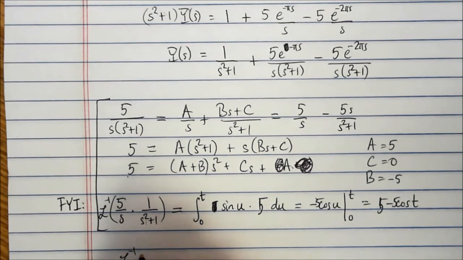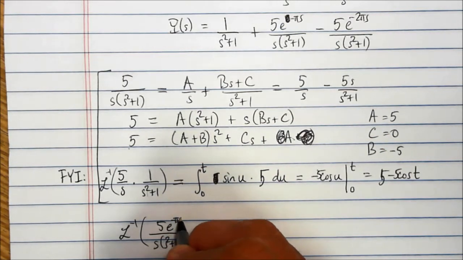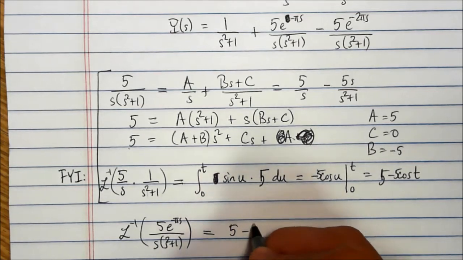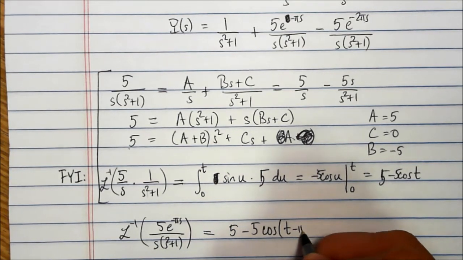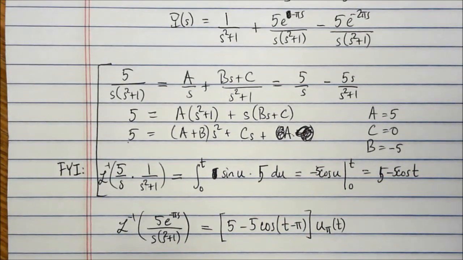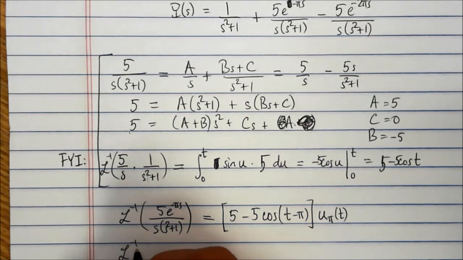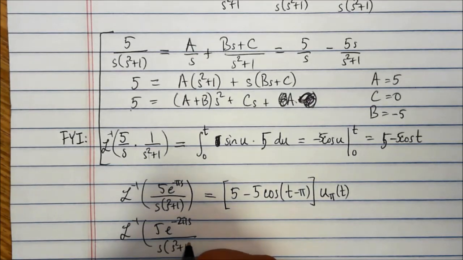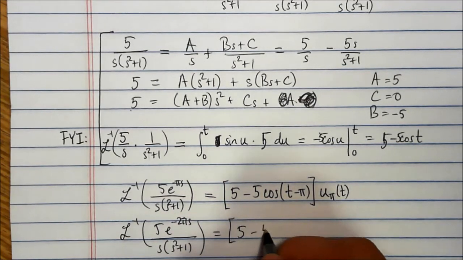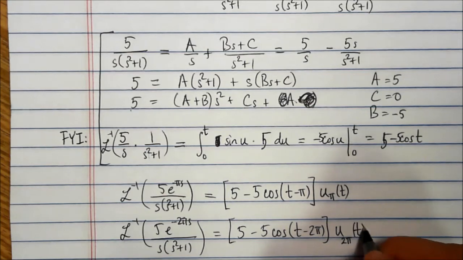So therefore, the inverse Laplace transform of 5 over s times s squared plus 1, if I put in the extra e to the minus pi s, that's going to be equal to 5 minus 5 cosine of t minus pi times the step function at pi. Likewise, the inverse Laplace transform of 5e to the minus 2 pi s over s squared plus 1 is going to look an awful lot the same: 5 minus 5 cosine of t minus 2 pi times the step function at 2 pi.